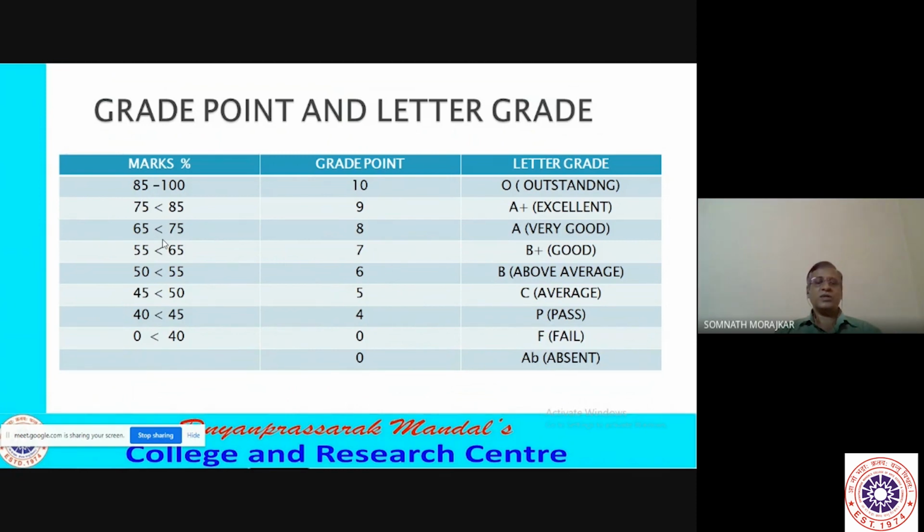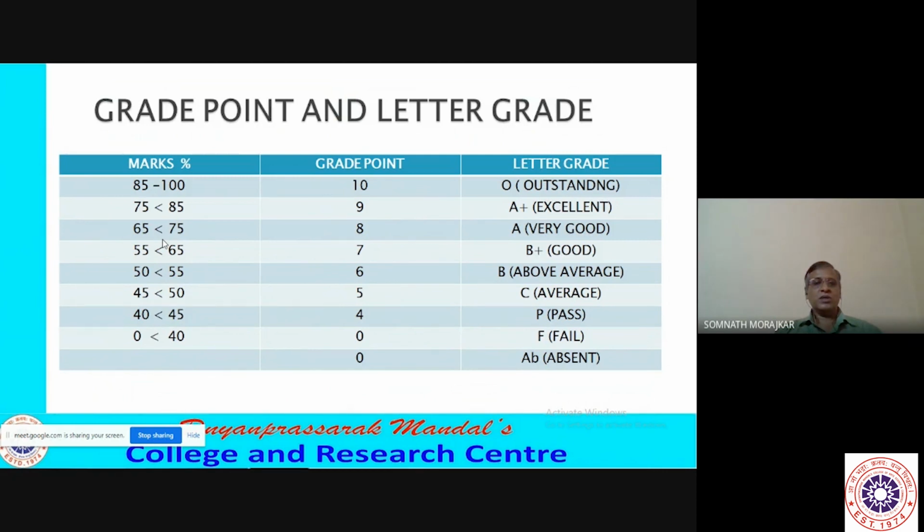65 but less than 75, 8, A, very good. 55 less than 65, 7 grade point, B plus, that is good. 50 less than 55, 6. Letter grade will be B, above average. 45 less than 50, grade point will be 5. Letter grade will be C, that is average. 40 less than 45, grade point will be 4. Letter grade will be P, that is pass. So to get pass, minimum marks you have to score will be 40%.